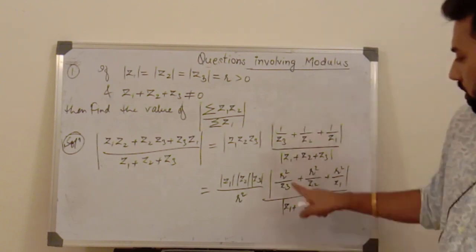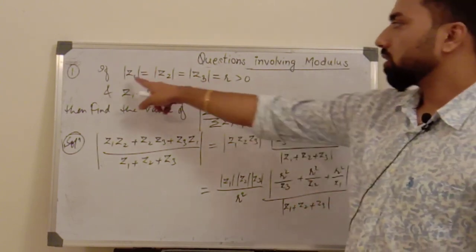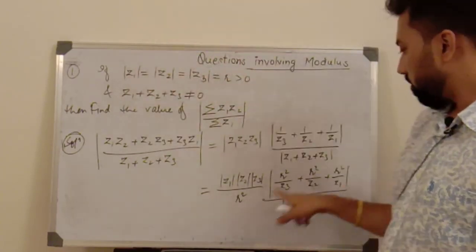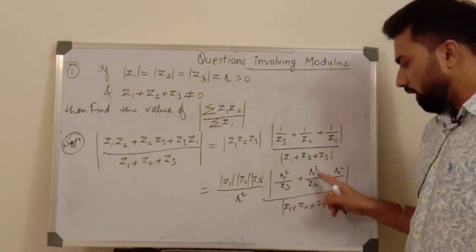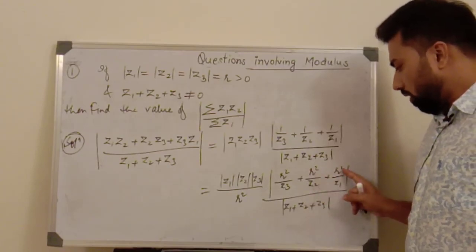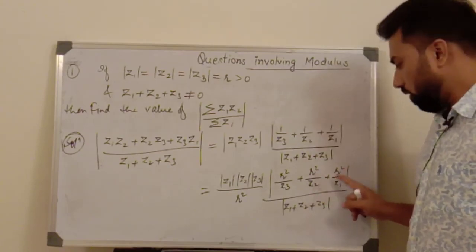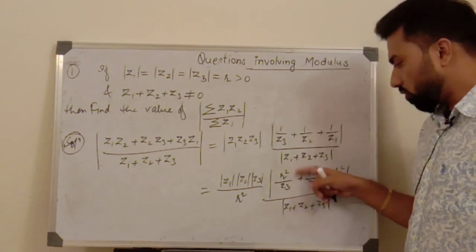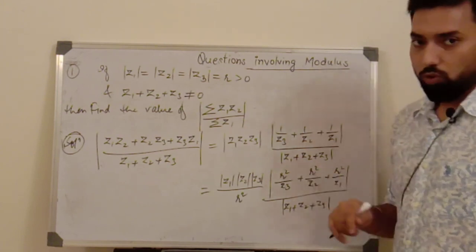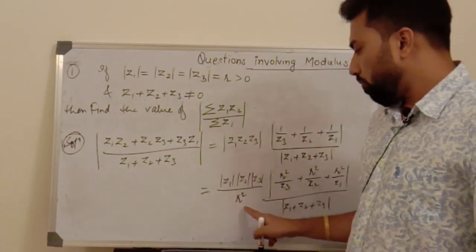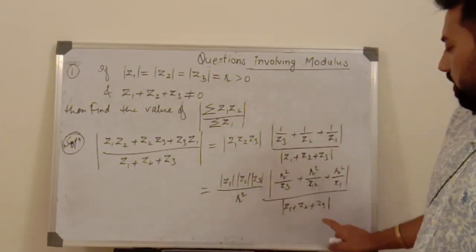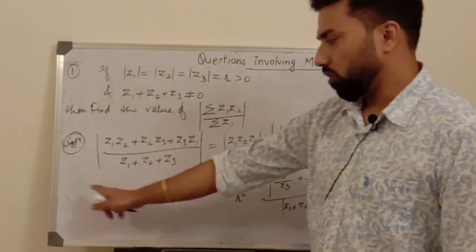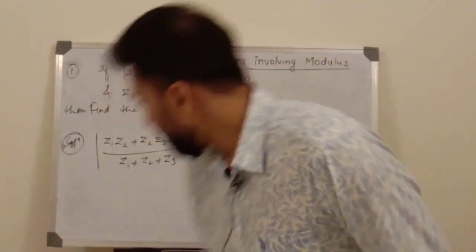Now this r square I can write as mod z1 whole square. This one I will be writing as mod z3 whole square, this one as mod z2 whole square, and this one as mod z1 whole square, corresponding to each of the complex numbers. Here it will become r cube upon r square, so here it will become r. After this I am writing the next statements over here. Next steps.